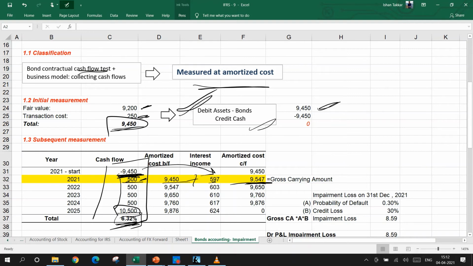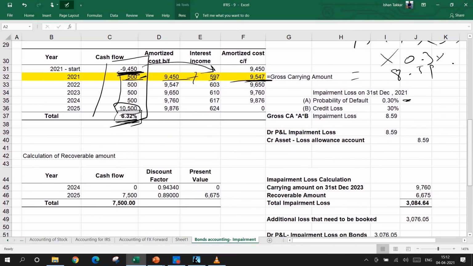Okay, now comes the twist. Now comes the next thing that you have not learned yet, that is impairment loss. So the probability of default is 0.30, and you have 9,547 value. Out of this, you will lose 30%, and the probability of loss is 0.3%, and it comes out to be 8.59. So you will debit 8.59 to your P&L, and you will make a loss allowance account, that is, you will credit the asset side with a loss allowance account of 8.59. I hope it's clear.